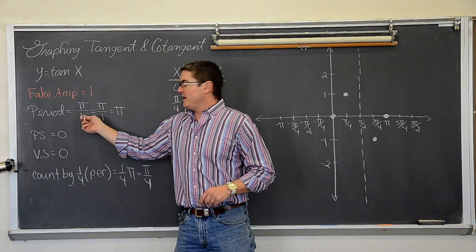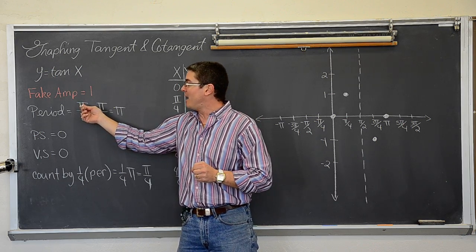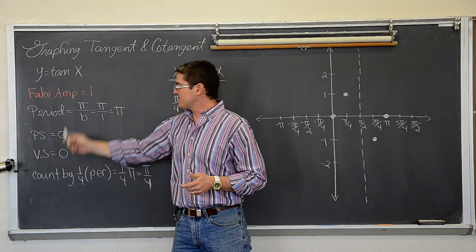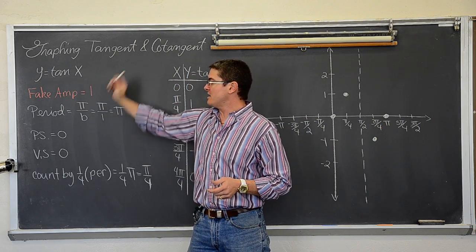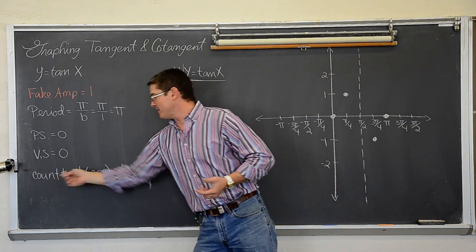Period is pi over b, not 2 pi over b like it is with sine, cosine, secant, and cosecant, but pi over b, and that's pi over 1, which is pi. There's no parentheses, no addition or subtraction of a constant at the end, so the phase shift and vertical shift are both 0. And we're still going to count by a quarter of the period.